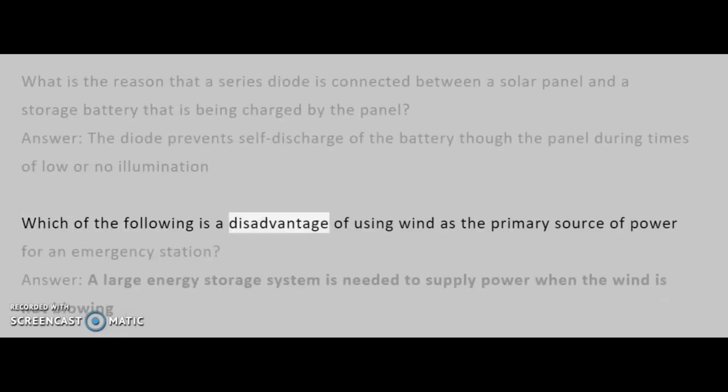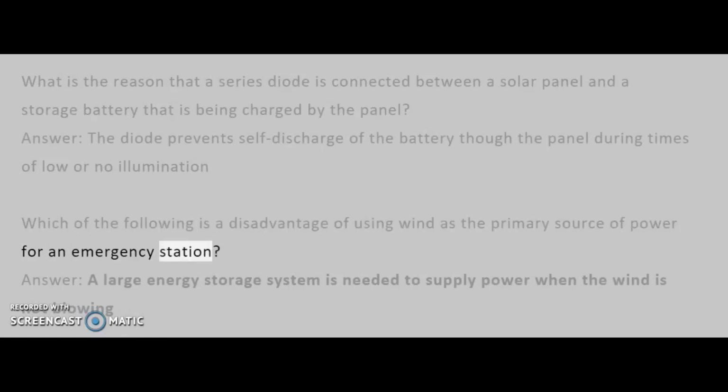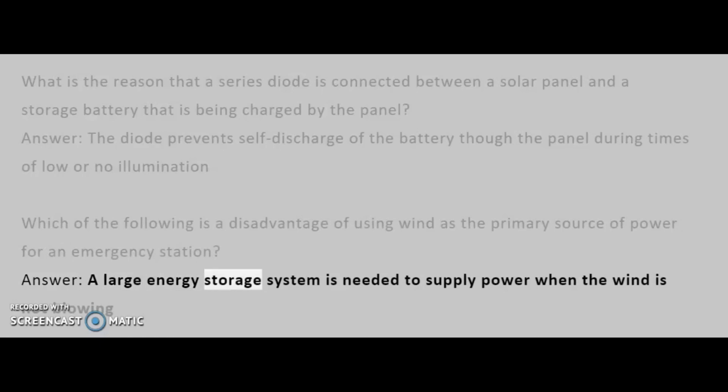Which of the following is a disadvantage of using wind as the primary source of power for an emergency station? Answer: a large energy storage system is needed to supply power when the wind is not blowing.